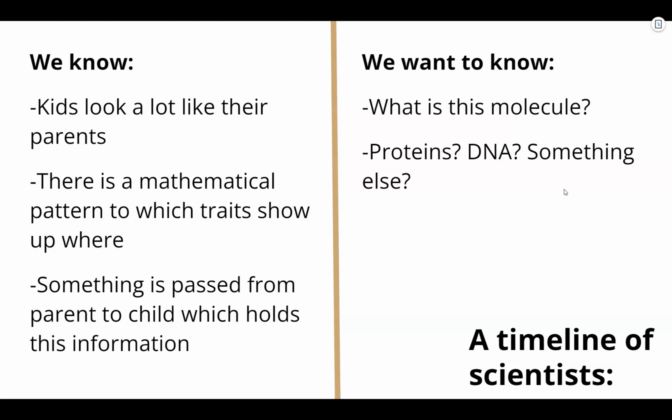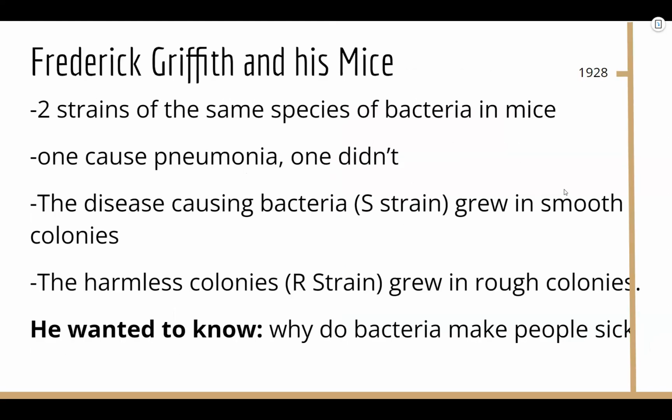So, we're going to talk about the timeline of scientists to help figure it out. And the first one is Frederick Griffith. Frederick Griffith was studying bacteria. He wanted to know why bacteria make people sick. That was his goal. That was his question. So on that very first line, he wanted to know, why do bacteria make people sick? That's what he was studying.